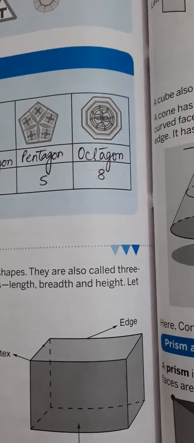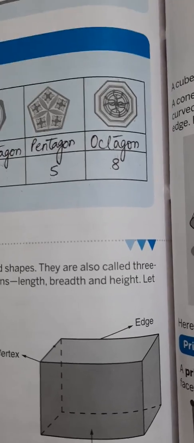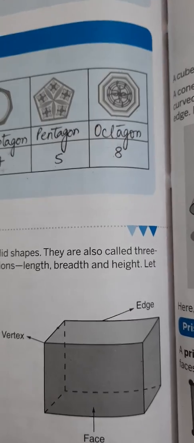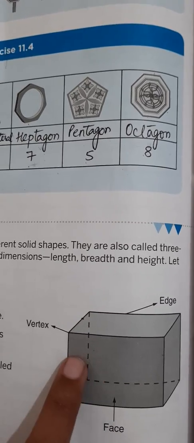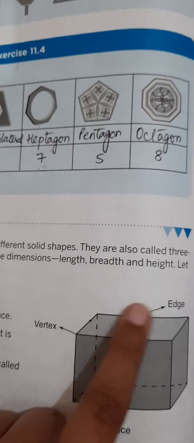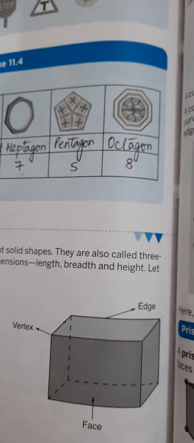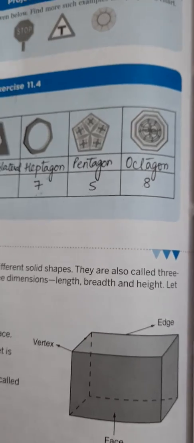Next is face. Now what is a face? The flat surface which you can see is a face. This complete surface, which is flat, is a face. The top one is also a flat surface, the side one is also flat, the bottom one is also flat, and the back of this is also a flat surface.